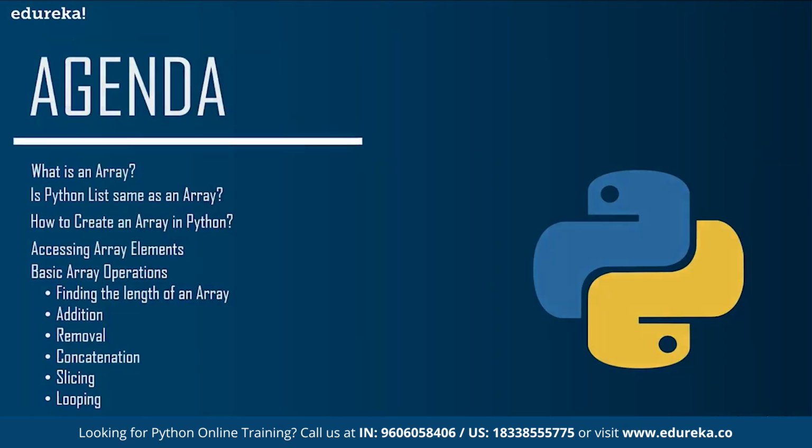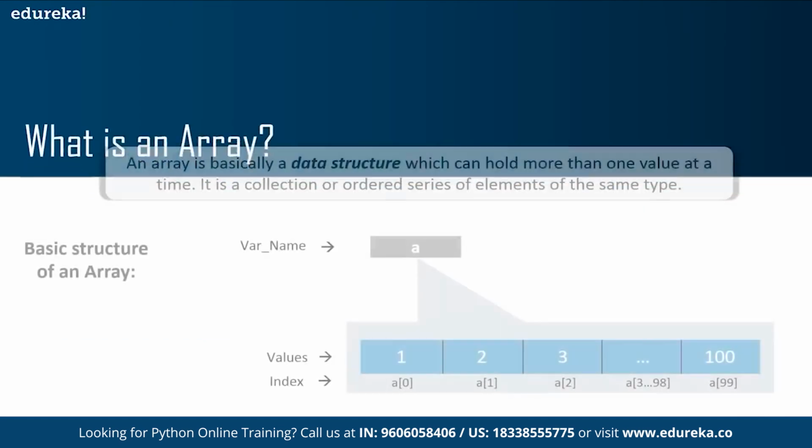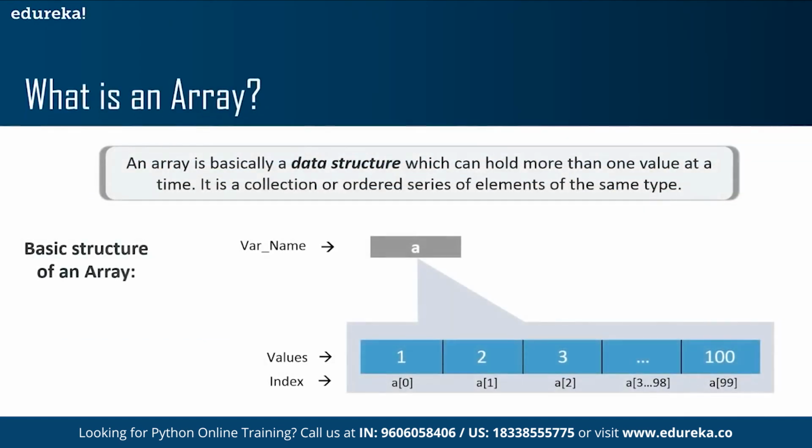Now let's move on towards the first topic. Our first topic for this session is what exactly is an array? An array is basically a data structure, guys, with an ordered series of elements. Any variable that is declared as an array can hold more than one value at the same time. All values in an array have a particular address which is specified by its index number. Here, as you can see on the screen, I've declared a variable a as an array and I've stored values from 1 to 100 in my array, which is a.